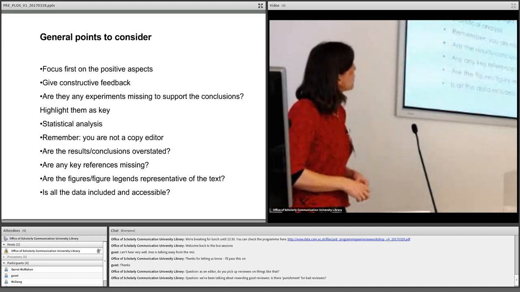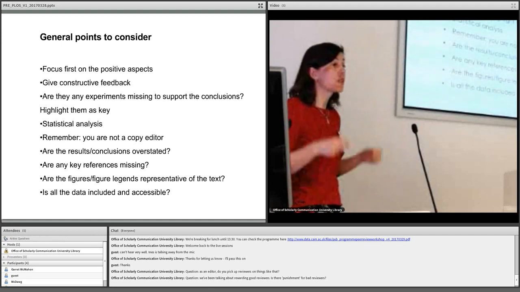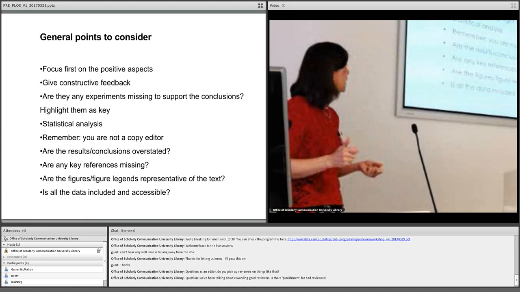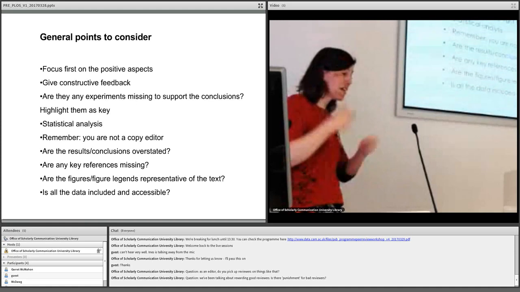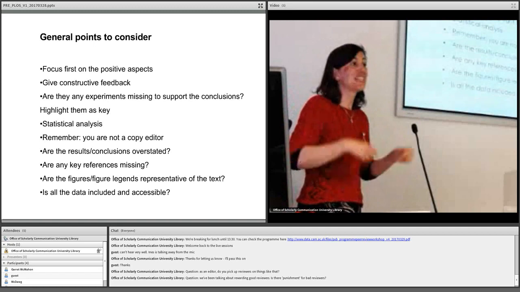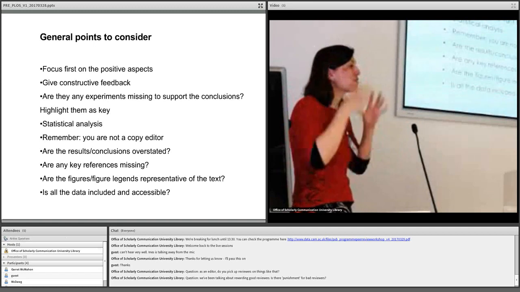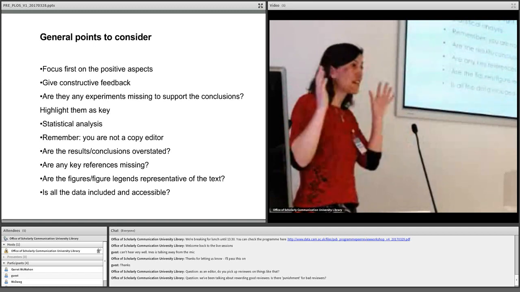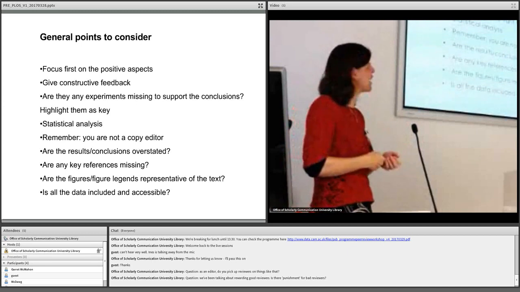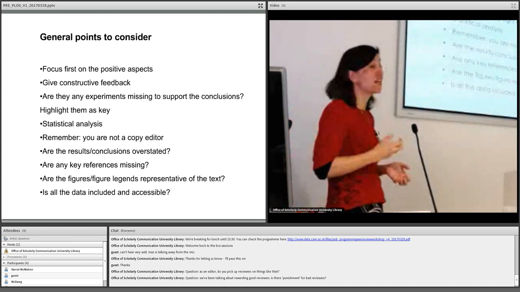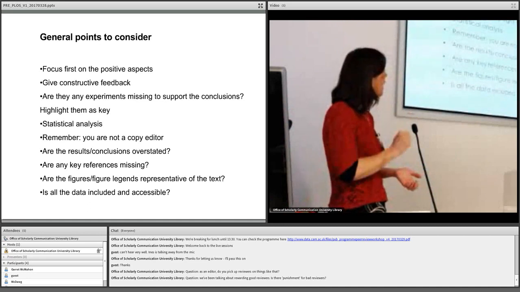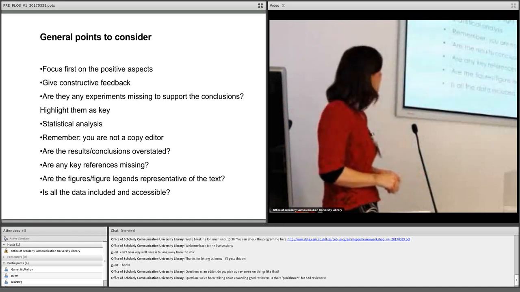Are there any experiments missing to support the conclusions? So you have to focus on the main experiments. We don't really want endless studies published that discover absolutely anything in the world. Research is very, very broad. So the paper has to simply support the conclusions that the paper claims to support. Just focus on those and highlight them as key.